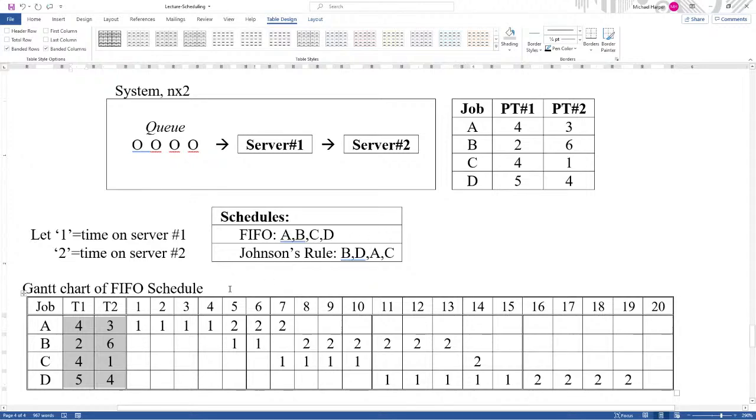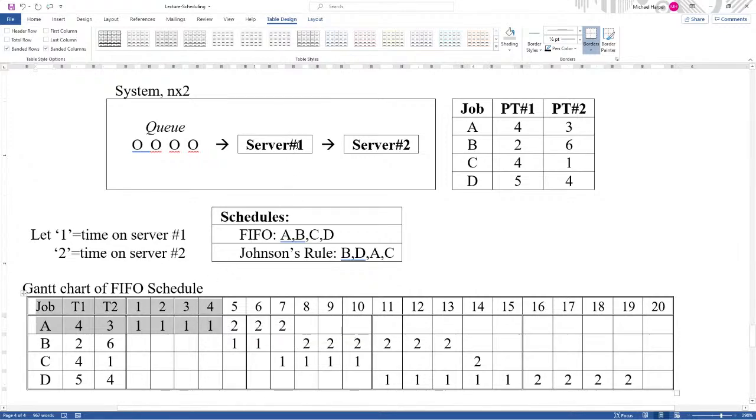Okay, first of all, I'm going to let the number 1 represent time on server 1. For example, A is the first job in the schedule. It takes 4 days on the first server, so I'm going to represent that with 4 1s: 1, 1, 1, 1. Those 4 1s represent 4 days on server number 1. So A is 4 days on server 1.